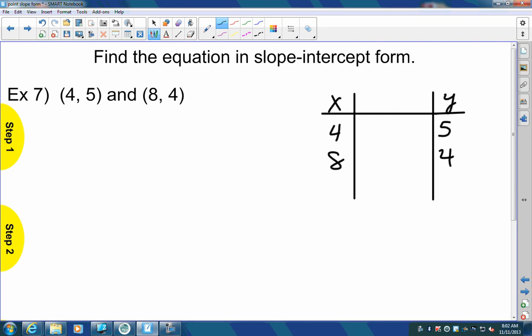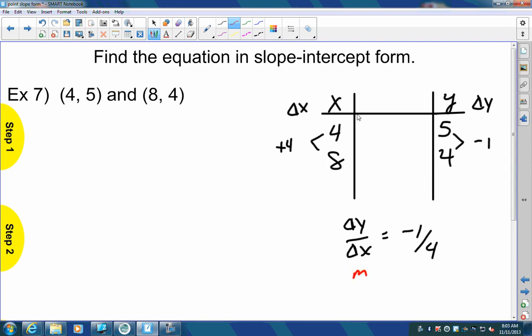So to remember, we went through and found the slope first. To find the slope, you have to do delta y over delta x. The change in y, how do I get from 5 to 4? Minus 1. Delta x, how do I get from 4 to 8? Plus 4. So now delta y over delta x is negative 1 over 4. That's my slope. That's my m.